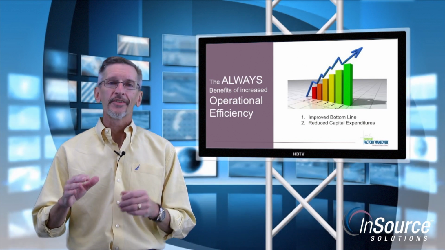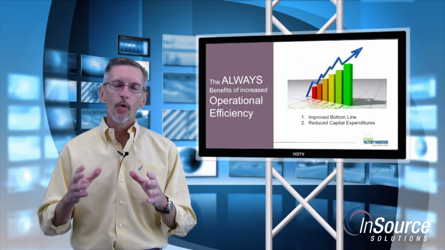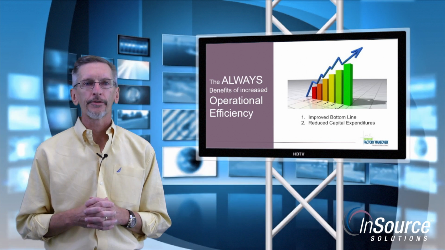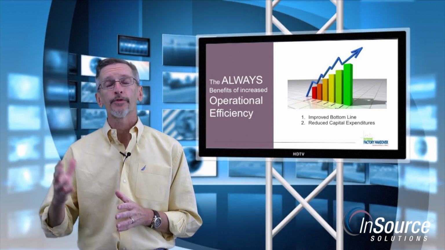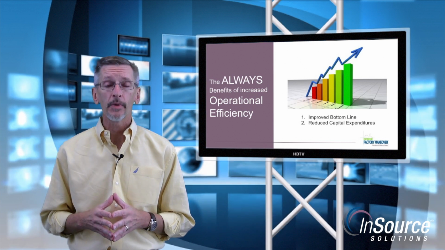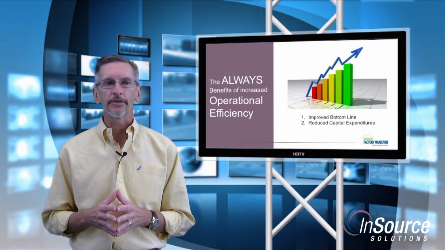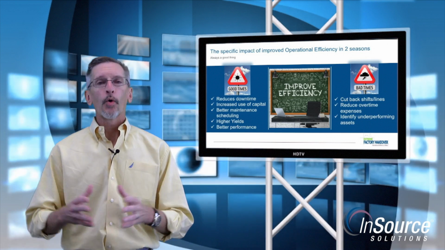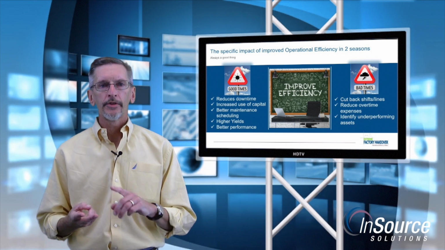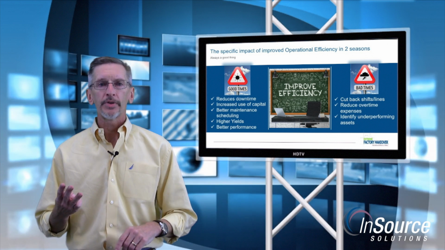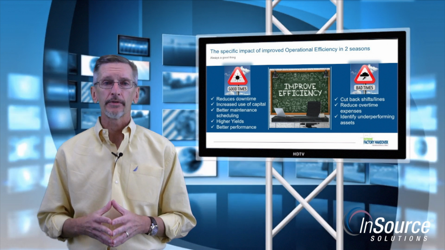I want to tell you this, that it always results in bottom line savings and improved earnings. It always results in reduced capital expenditures. Now you can look at it from 2 perspectives as well. You can look at it from a good times perspective, meaning when you can sell more than you can make, or you can look at it when it's not so good times, when you can make more than you can sell. When you can sell more than you can make, there's all kinds of gains from operational efficiency, from reduced downtime, to increased use of your capital, to better PM scheduling, to higher yields, to better performance, etc. All of those are savings for you.